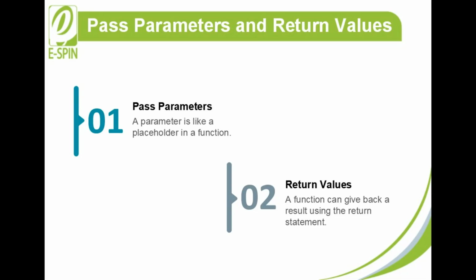This is useful when you want to use the result somewhere else in your program. In summary, parameters are what you give to the function, while the return value is what the function gives back. Together, they make functions powerful and reusable.